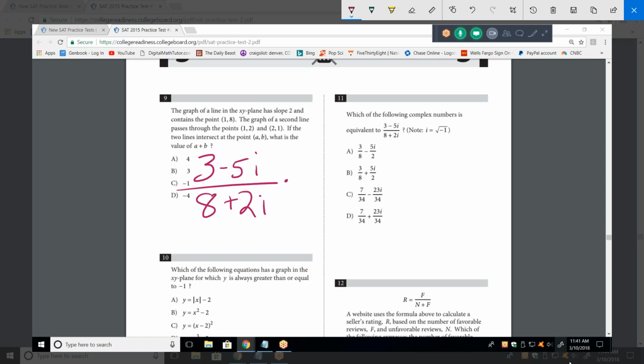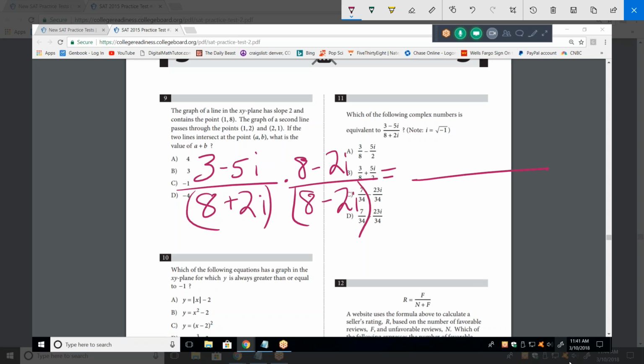Every time you see a division, every time you see a divisor that is a complex number, think of it as an irrational number where you have to rationalize it. Only I don't call it rationalizing it, I call it realifying it, because that's what you're doing: you're making the denominator a real number. Now if you FOIL those two terms together, what you get is 64 minus 4i squared.